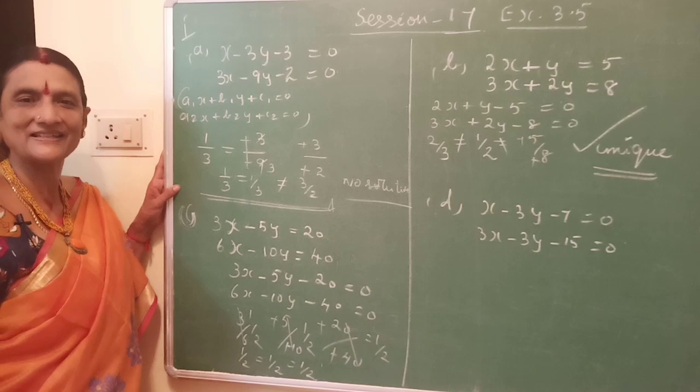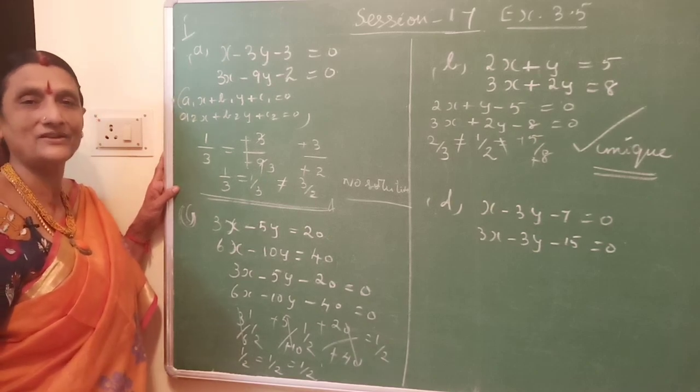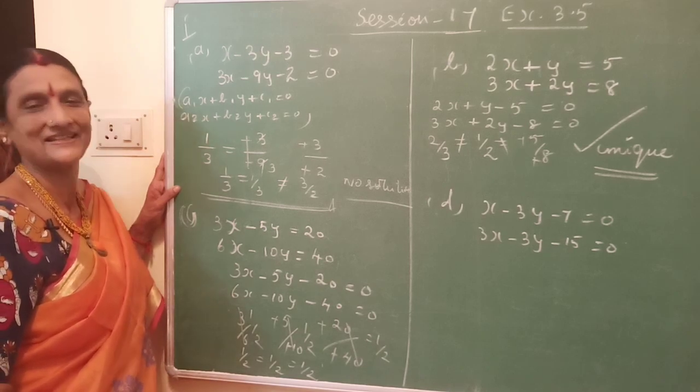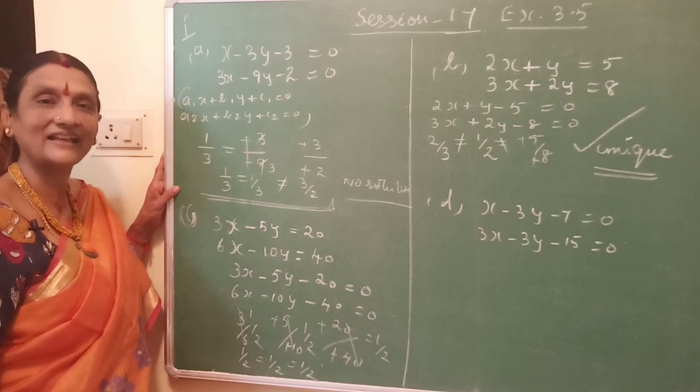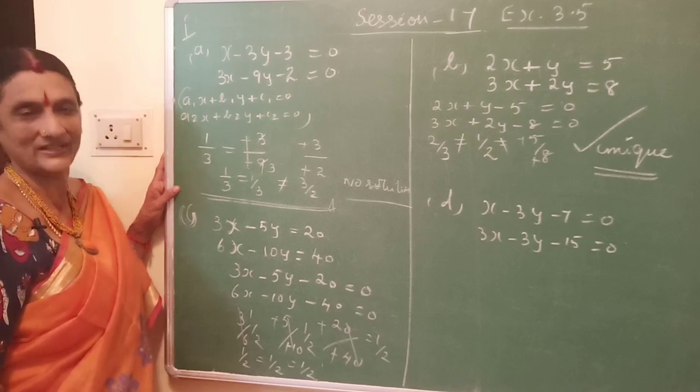So what is the result? Because A1 by A2 is equal to B1 by B2 is equal to C1 by C2, the lines are coincident or the equations are consistent. Therefore, we have infinite solutions.